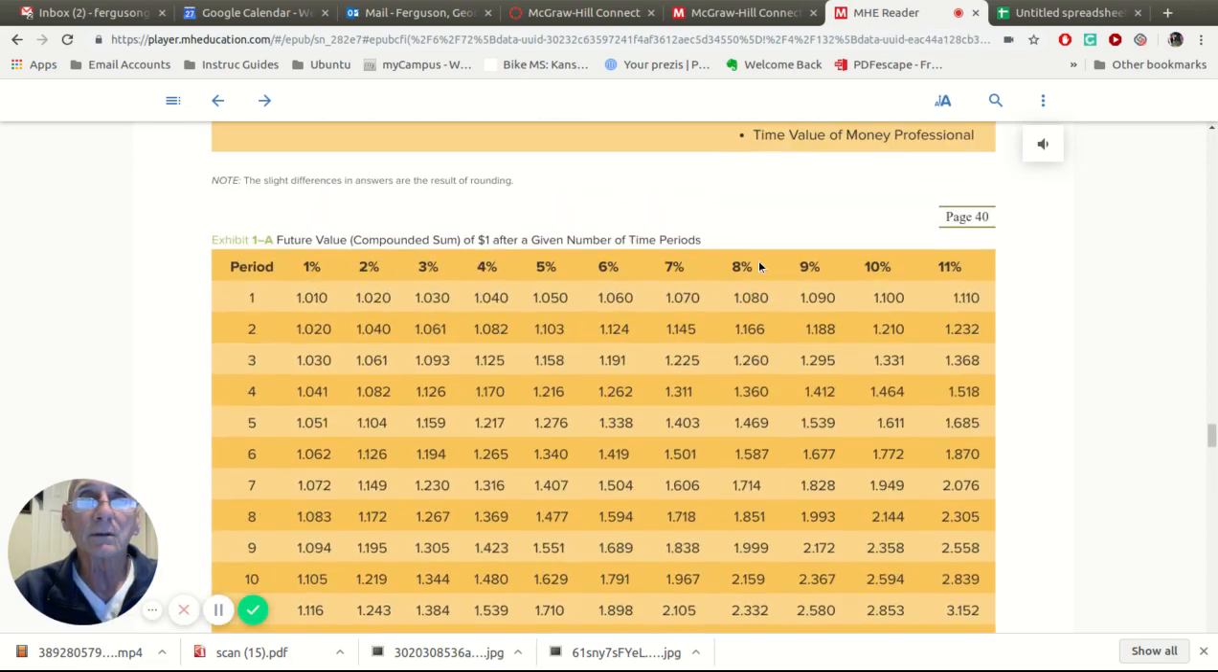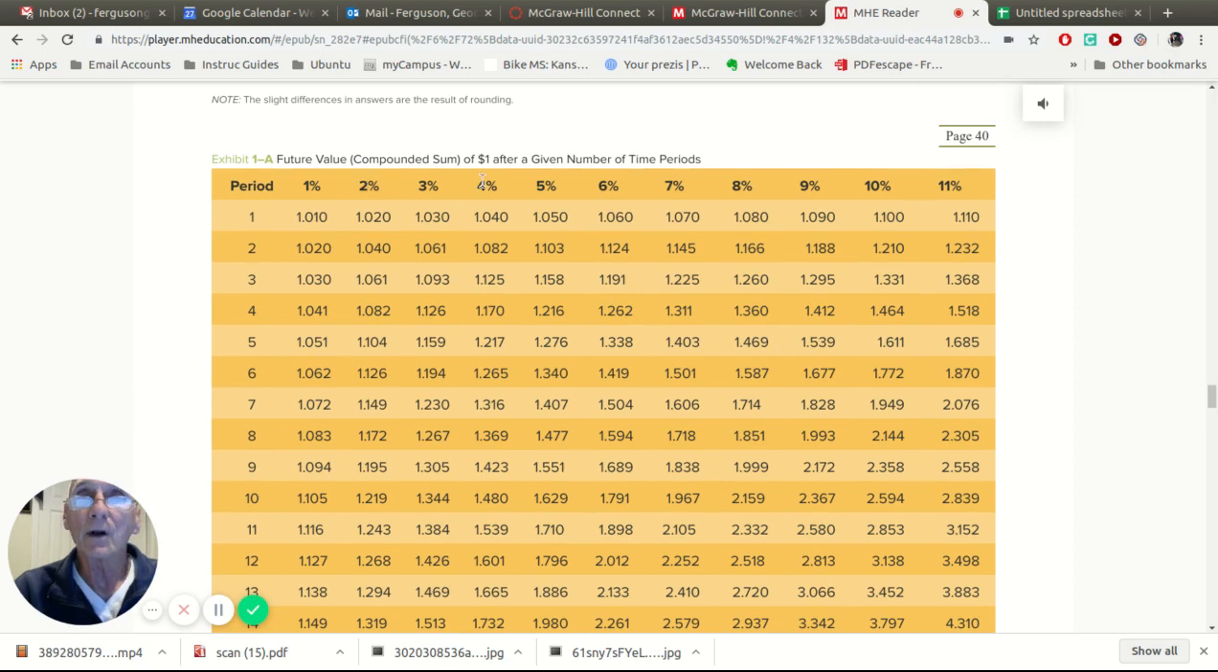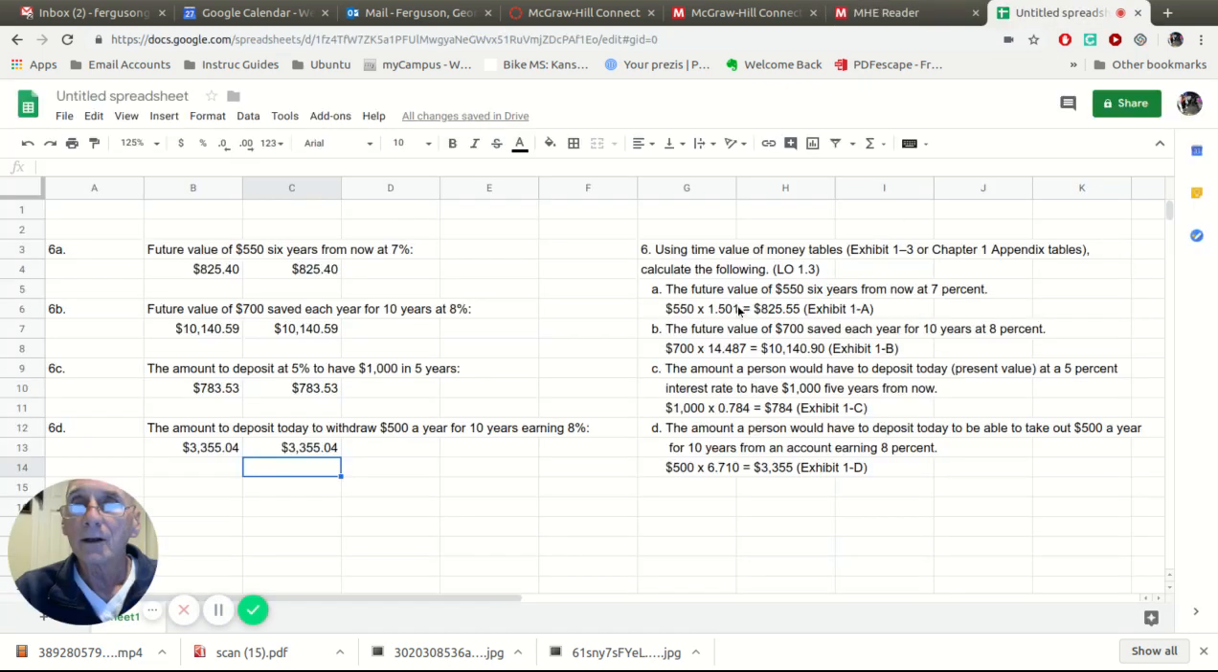If you're looking at the tables that we have in the back of the chapter, the first table, 1A, is the future value of a single amount. So in other words, you take an amount, put it aside. In this case, what you're looking at is $550. You're getting 7% on your money for 6 years. So if you go to 7%, look at number of periods, 6 years, you get 1.501. You take the 550 times the 1.501, you get $825.55.